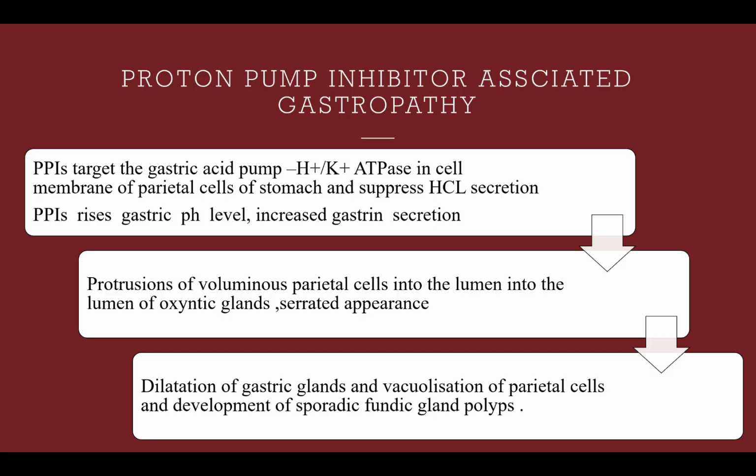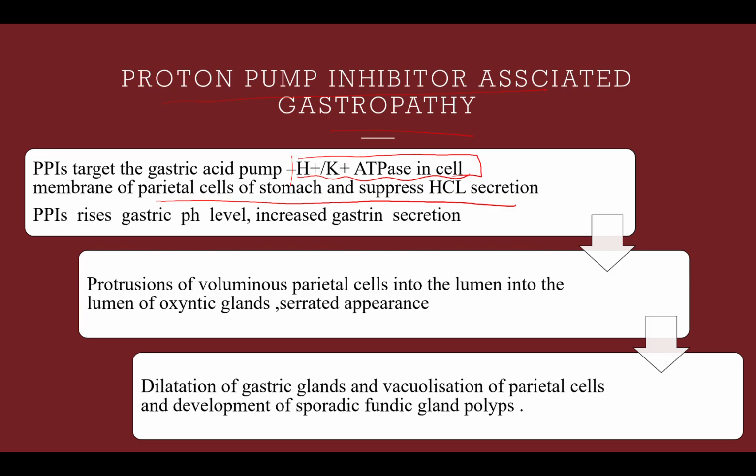Next, the most important and common scenario that we see in clinical practice as pathologists is proton pump inhibitor associated gastropathy. So the proton pump inhibitors target mainly the H plus K plus ATPase in the cell membrane of the parietal cells of the stomach. So we know in the stomach there is H plus K plus ATPase, and this is targeted by proton pump inhibitors, which suppresses the hydrochloric acid secretion.